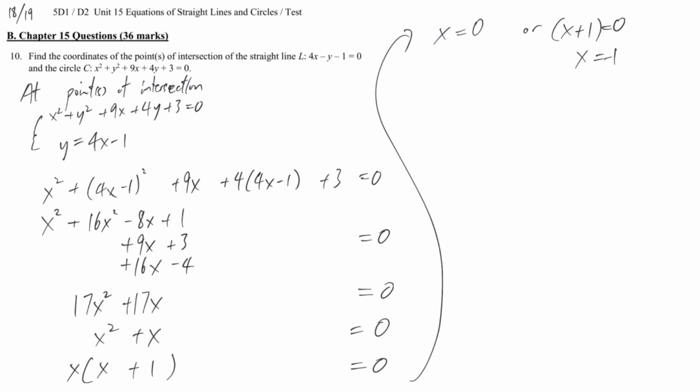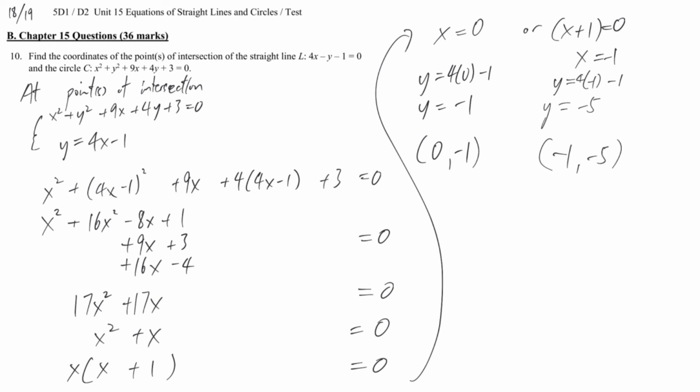So in the first case, we just continue. y is equal to 4x minus 1. So in this case, 4 times 0 minus 1, y is equal to negative 1. The first point is when x is equal to 0, y is equal to negative 1. The second point, when x is equal to negative 1, y is equal to 4 times negative 1 minus 1, so y is negative 5. And then the x coordinate is negative 1, y is negative 5. Therefore, don't forget to answer the question directly: the points are (0, negative 1) and (negative 1, negative 5).